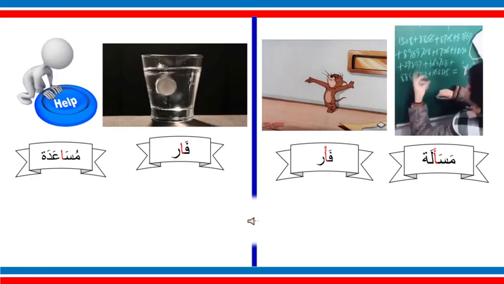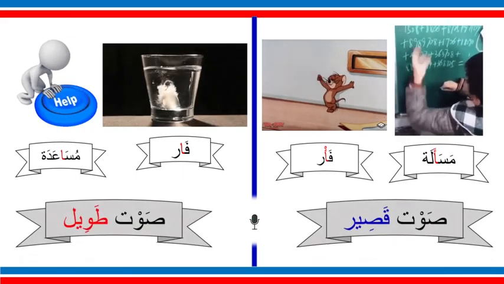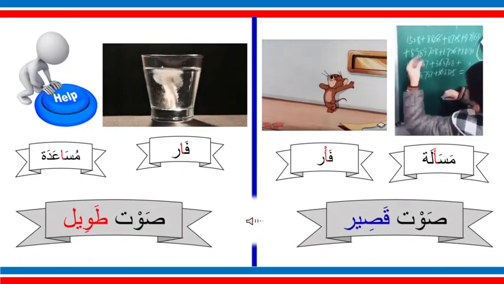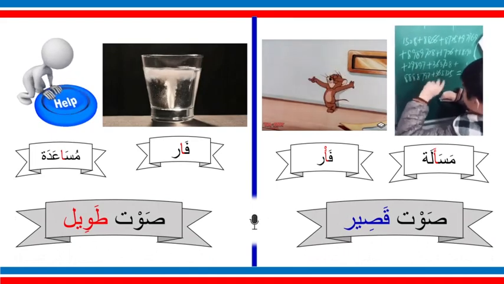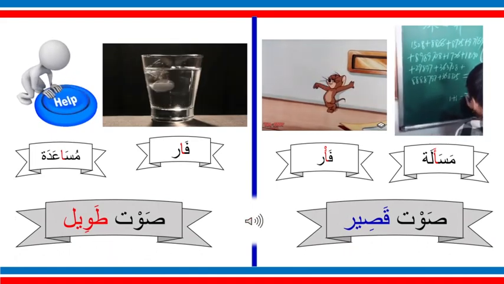مسألة and فأر, they are صوت قصير because they have همزة. And فار and مساعدة, they are صوت طويل because they have آ, not همزة.